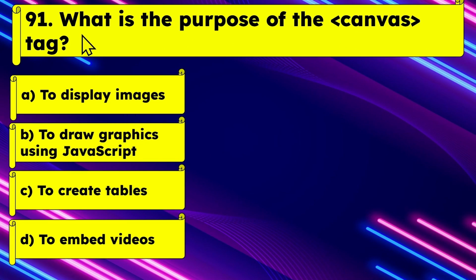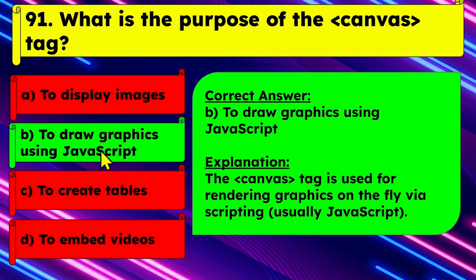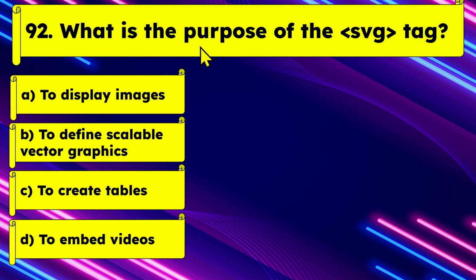Next question is, what is the purpose of the canvas tag? To display images, to draw graphics using JavaScript, to create tables, or to embed videos? So here the correct answer will be option B, to draw graphics using JavaScript. You can read the explanation which says the canvas tag is used for rendering graphics on the fly via scripting, usually JavaScript. Next question is, what is the purpose of the SVG tag?